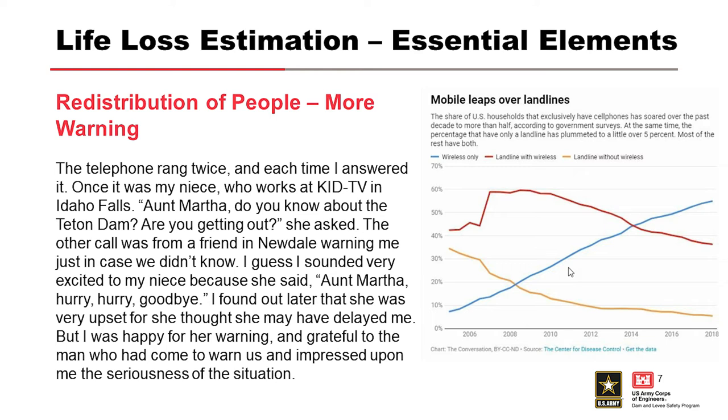What we found during the Oroville Dam evacuation, we did a big study after that, sent out a survey about how people received warnings. About a third of them got their primary warning by one of their friends and family calling. So that's a very efficient, effective way to get warnings out, when a loved one calls you.